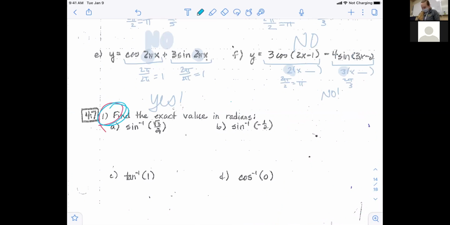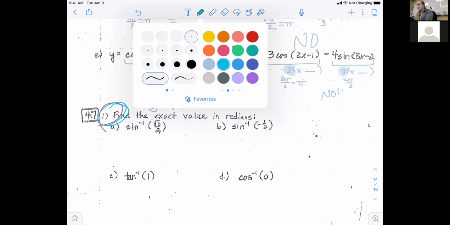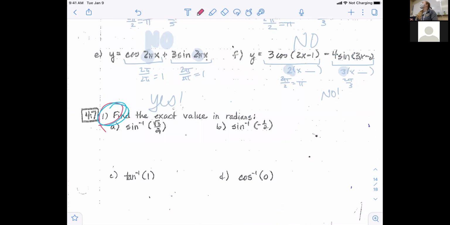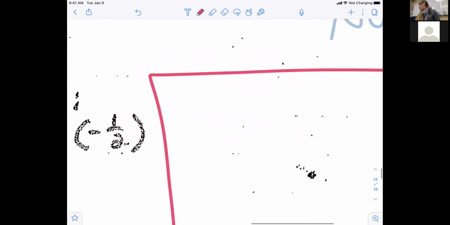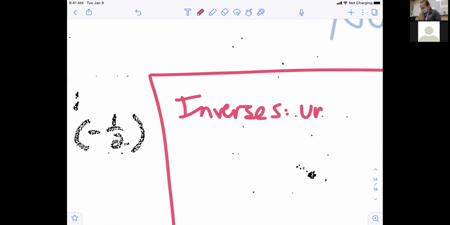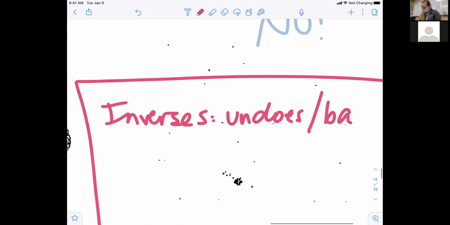I normally make a point to label these notes, what they're called. So this section in your textbook, which I know we haven't really used that much, is called inverse trig functions. So we are doing inverses. Do you remember back in unit 1 when we talked about inverses? An inverse operation undoes something. It undoes what you just did, or you can think of it as going backwards.